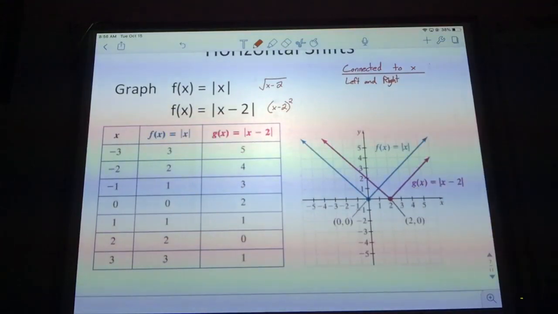So that's why the first one says regular, is because you're just going to move it exactly how you think. But if it's connected to the x, you have to move it left and right, but opposite of what you would think. Okay? So because that says x minus 2, we're actually going to go towards the positive 2. Or right 2.